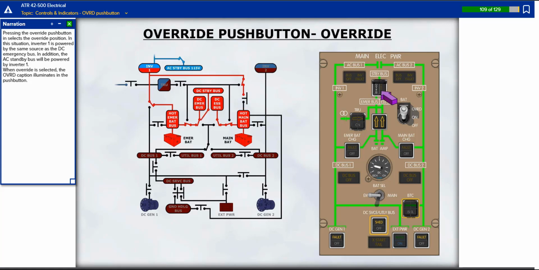Pressing the override push button in selects the override position. In this situation, inverter 1 is powered by the same source as the DC emergency bus. In addition, the AC standby bus will be powered by inverter 1. When override is selected, the override caption illuminates in the push button.